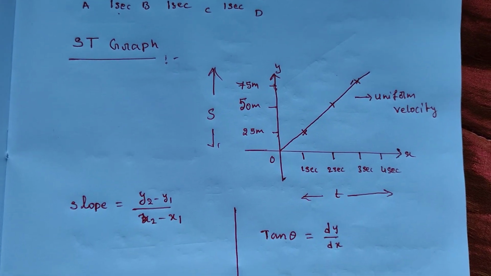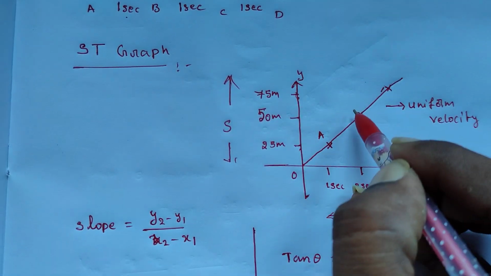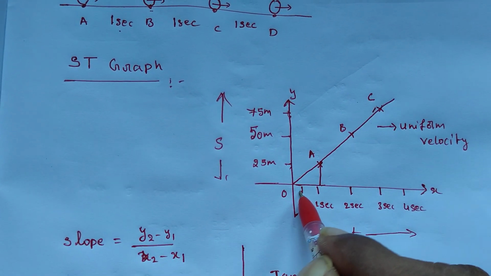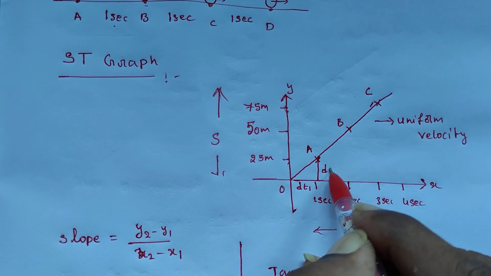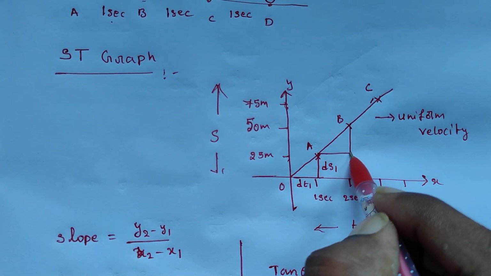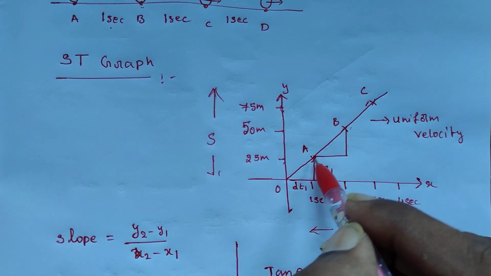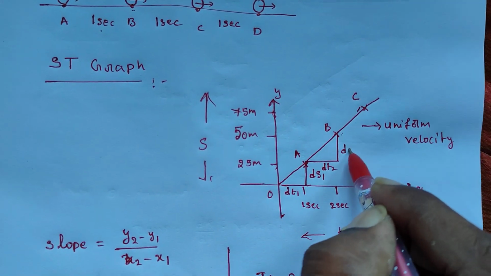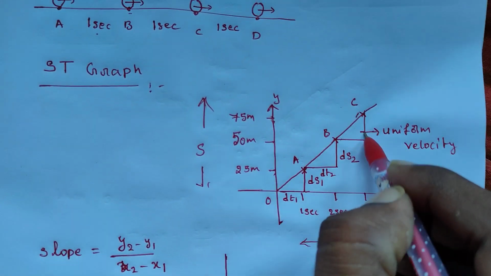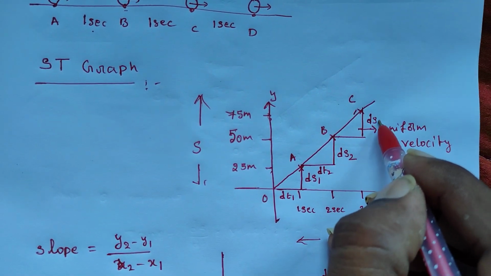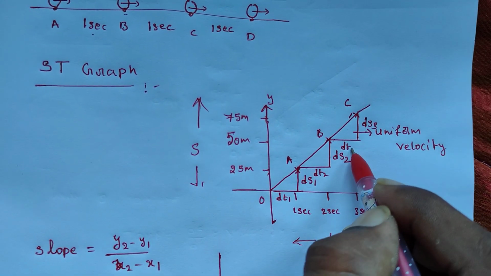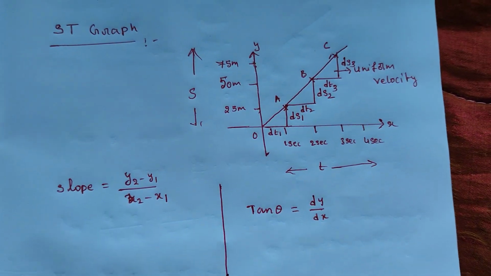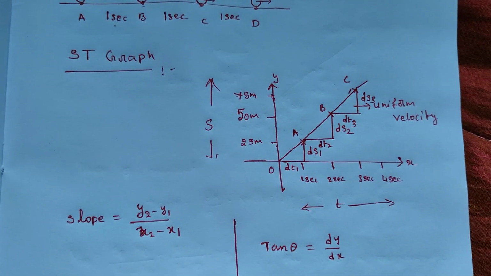Okay, how many intervals are there? 3 intervals. Consider the points A, B, C. Okay, it is the first interval: time interval dt1, displacement interval ds1. It is the second interval, time interval dt2, displacement interval ds2. The third interval: displacement interval ds3, time interval dt3. Okay, totally 3 intervals out there. Find out that slope, no problem.